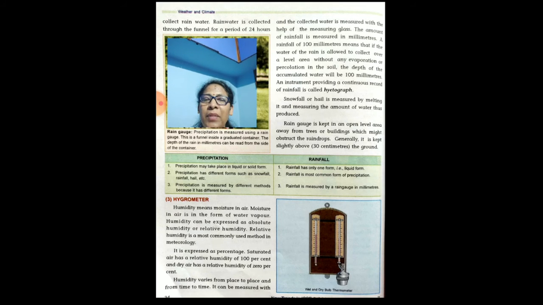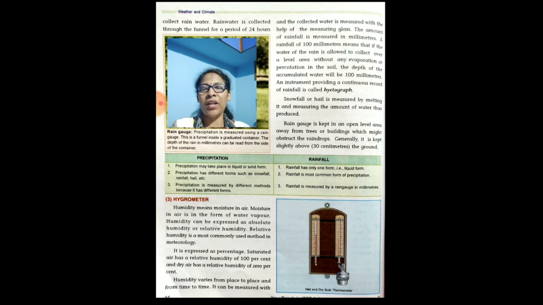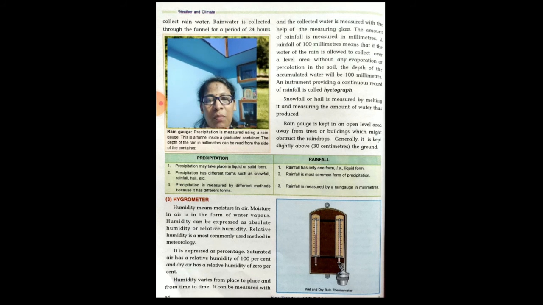Humidity can be expressed as absolute humidity or relative humidity. Relative humidity is the most commonly used method in meteorology. It is expressed as a percentage. Saturated air has a relative humidity of 100% and dry air has a relative humidity of 0%. Humidity varies from place to place and from time to time. It can be measured with the help of an instrument known as a hygrometer.